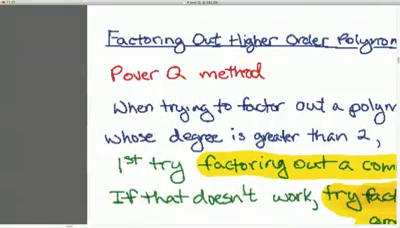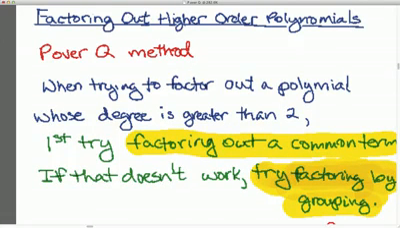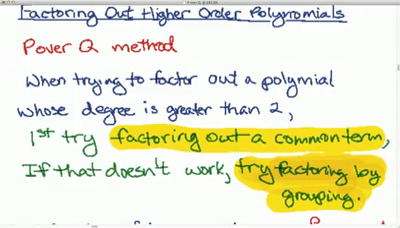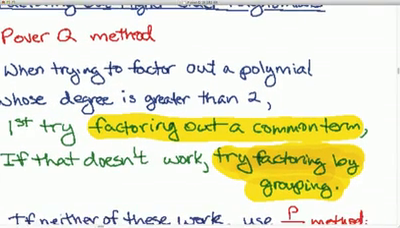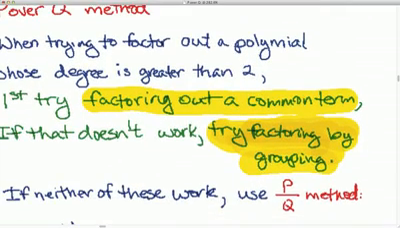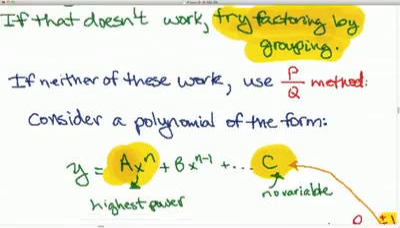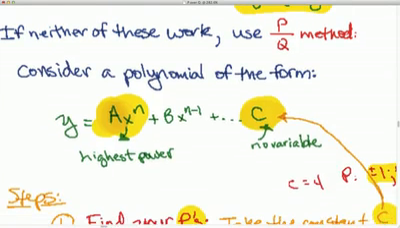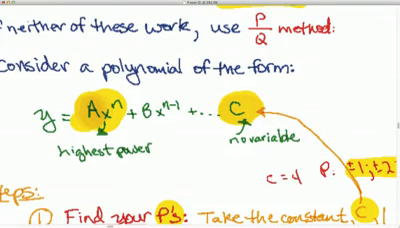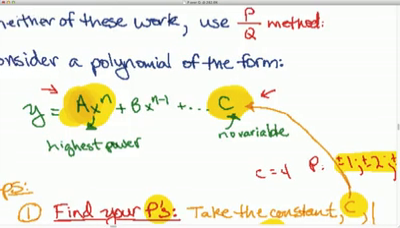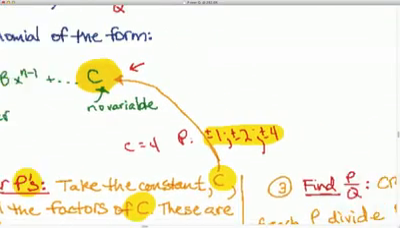So recap real quick, whenever you're trying to factor out a polynomial that's more than power of x squared, try factoring out a common term first. If that doesn't work, try factoring by grouping. If not, then we got to do the P over Q method where we list all the P's, which are factors of this constant, the term with no variable, and then we list all the Q's, which are factors of the leading coefficient, the term of the highest degree, and then you create a list of P over Q.